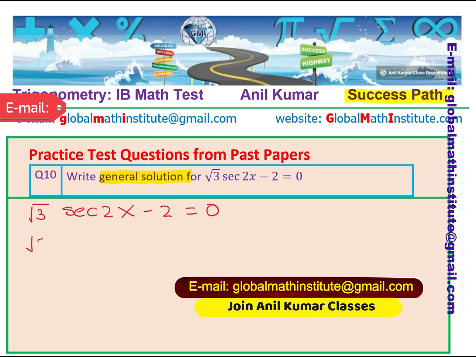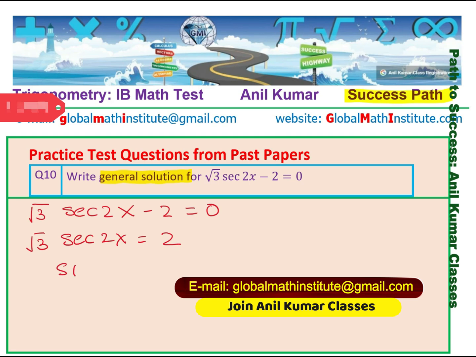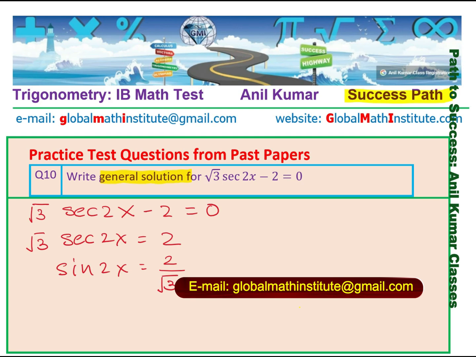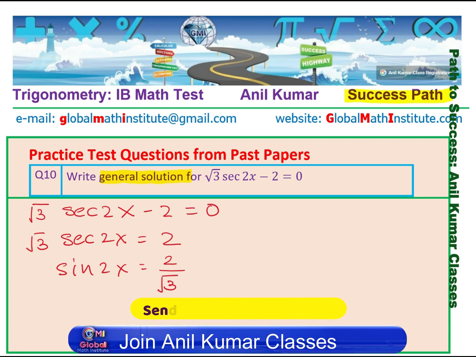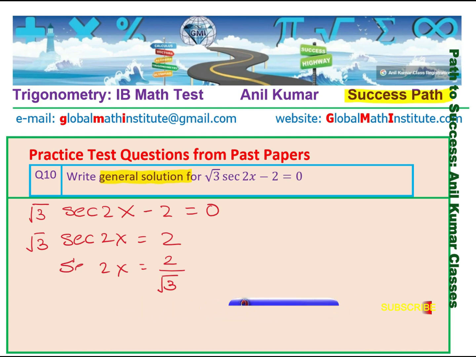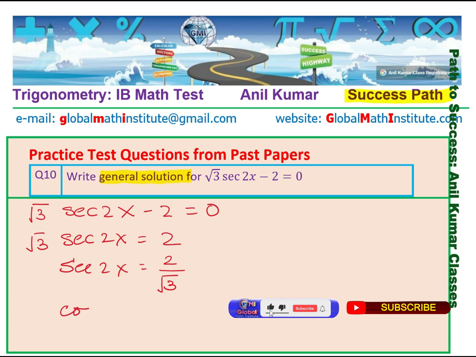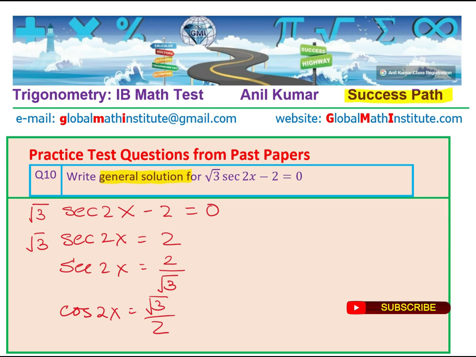So let's rewrite this. Isolate secant 2x. Secant is 1 over cos, right? So you can write cos 2x, or secant I wanted to write, I wrote sine. So you could write this as cos 2x equals square root 3 by 2. Makes sense, right?